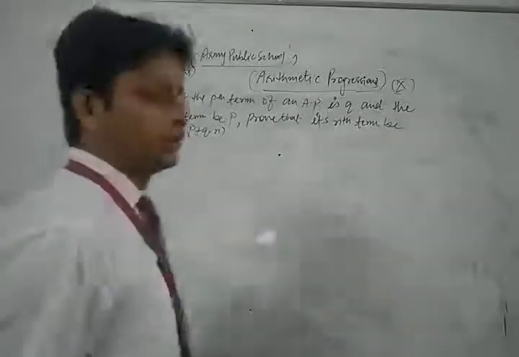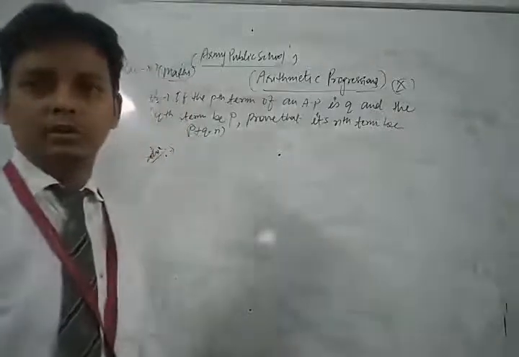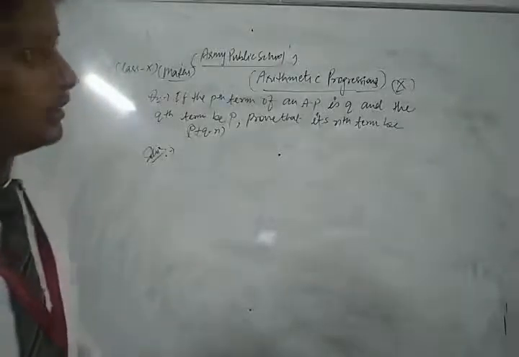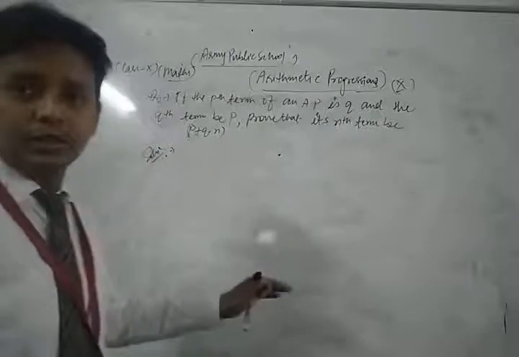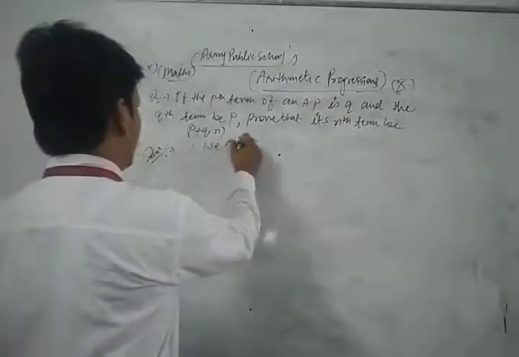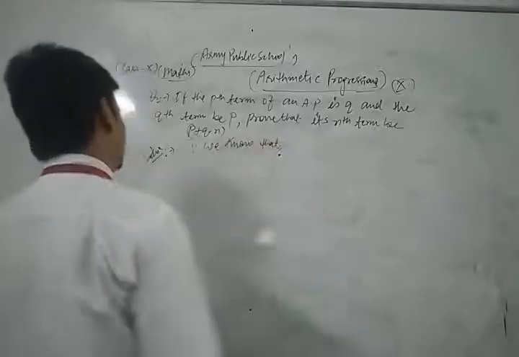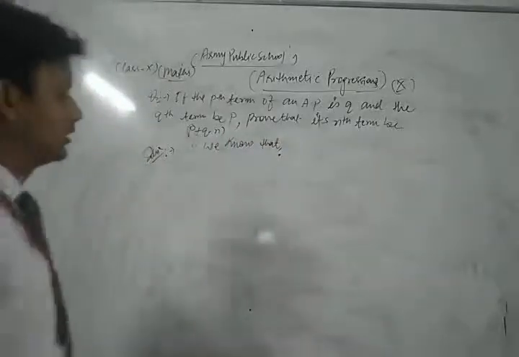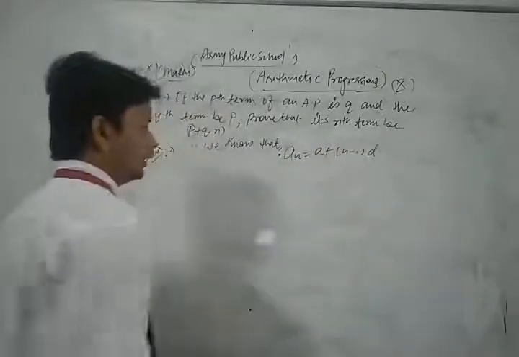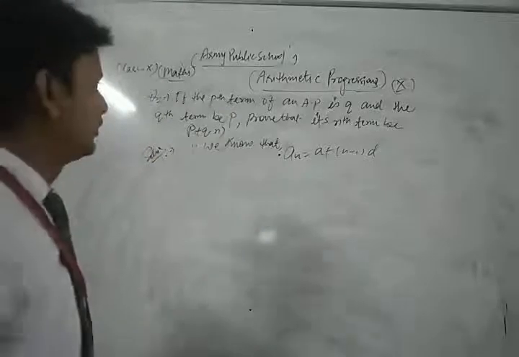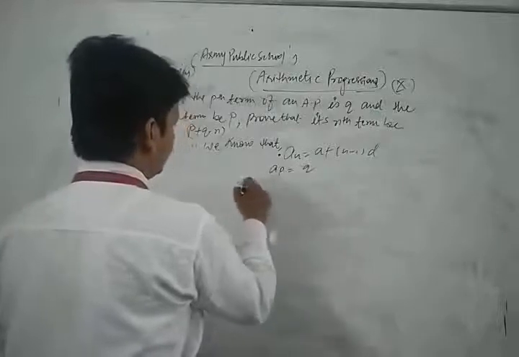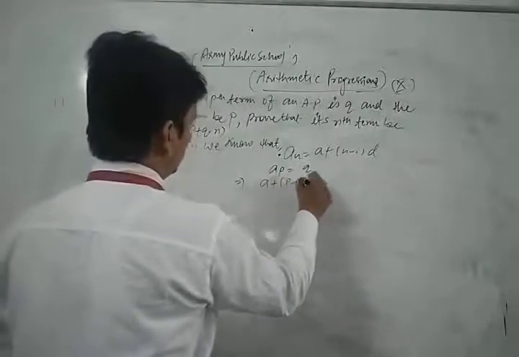Now let's see its solution. Yes, and this is also a very important question of your syllabus. So first of all, dear friends, we solve that question same as the previous question. Since we know that the nth term of an AP is A plus N minus 1 into D. Here A is the first term and D is the common difference. Now according to the question, the pth term is Q. Now we write A plus P minus 1 into D is equal to Q.